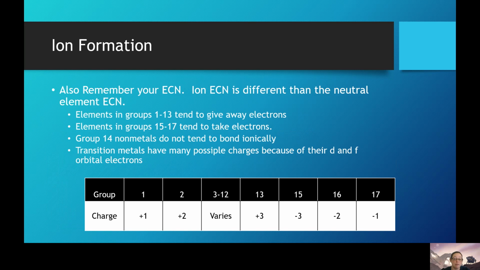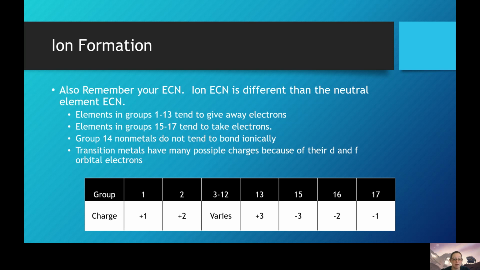Also remember your electron configuration notations. Ion electron configuration notation is different than neutral element electron configuration notation. Because elements in groups 1 through 13 tend to give away electrons, they're going to have a lower electron configuration than their neutral. Elements in groups 15 through 17 tend to take electrons, which means that they're going to have a higher electron configuration notation than their neutral.